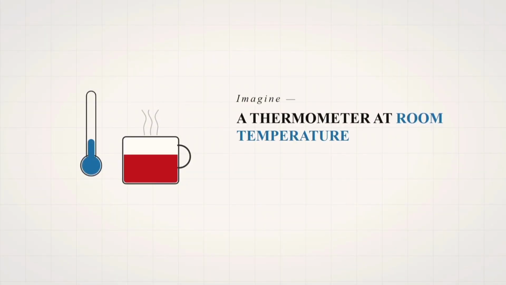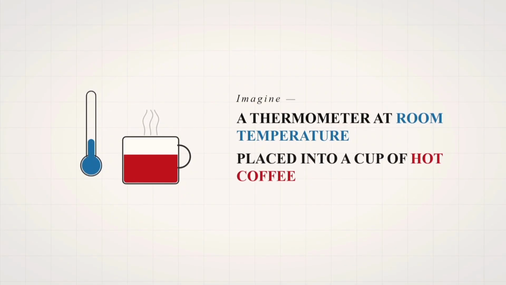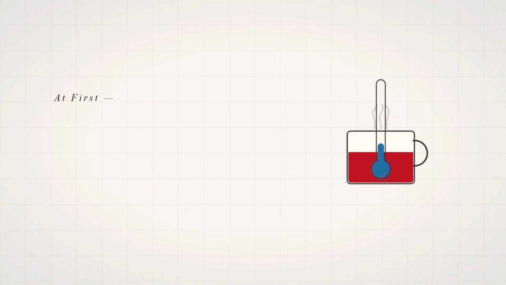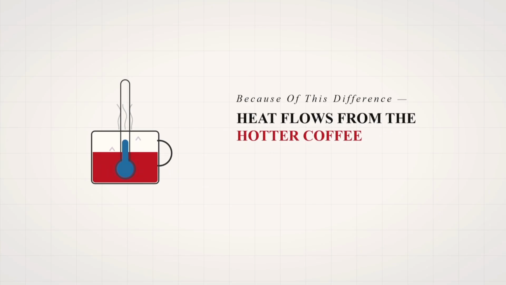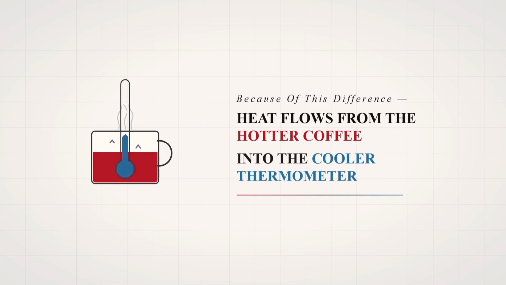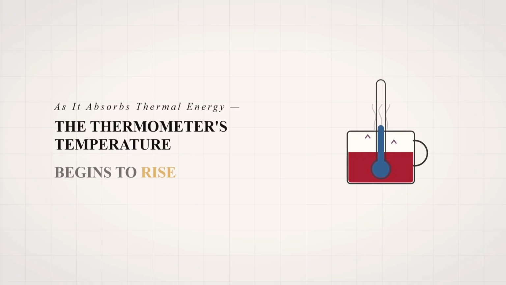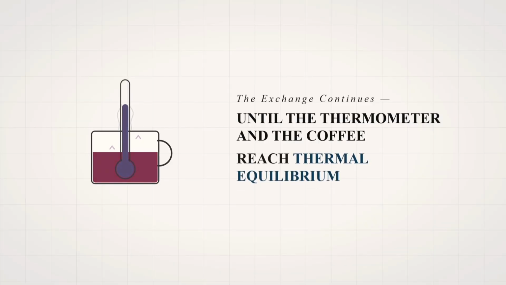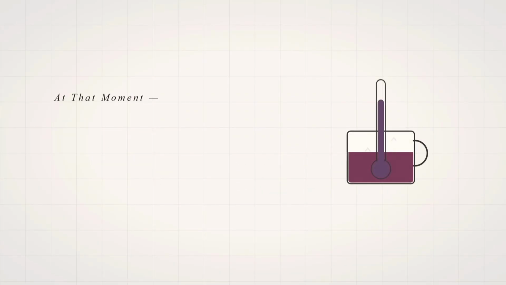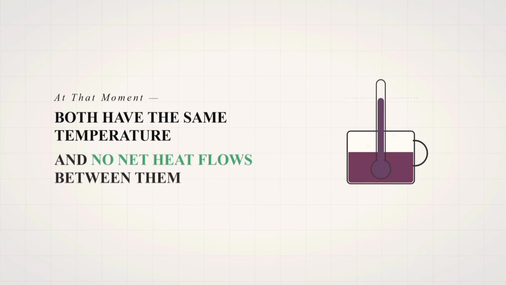Let's see how. Imagine you have a thermometer at room temperature, and you place it into a cup of hot coffee. At first, the thermometer and the coffee are at different temperatures. Because of this difference, heat flows from the hotter coffee into the cooler thermometer. As the thermometer absorbs thermal energy, its temperature begins to rise. This exchange of heat continues until the thermometer and the coffee reach thermal equilibrium. At that moment, both have the same temperature, and no net heat flows between them.